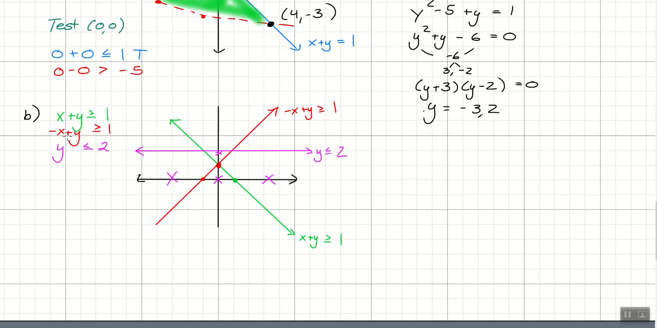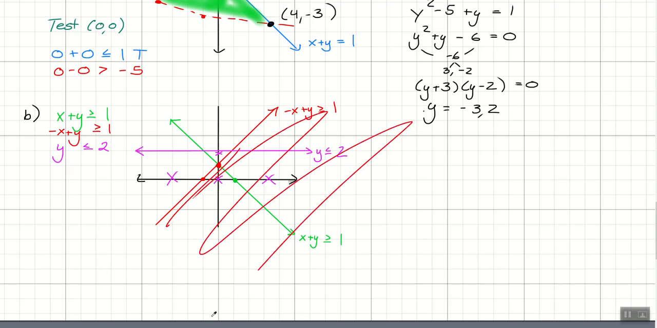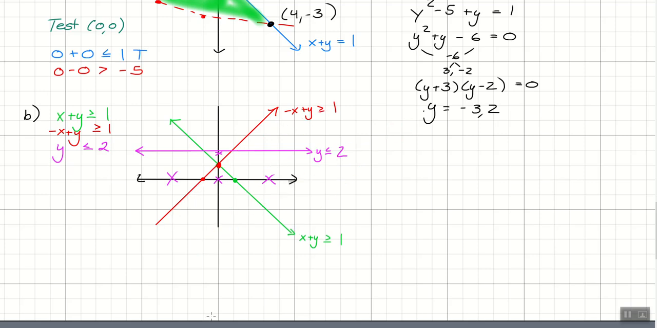Okay, let's do the red one. What test point would you pick? 0, 0. I would get 0 plus 0 is greater than or equal to 1. True or false? False. So from the red, remember this cuts it in half. Everything with 0, 0, which is all of this, is false. None of that gets shaded then. Which means the other side must get shaded. So I see that there's one here. There's going to be one in this region. There's one over here. And one over here.